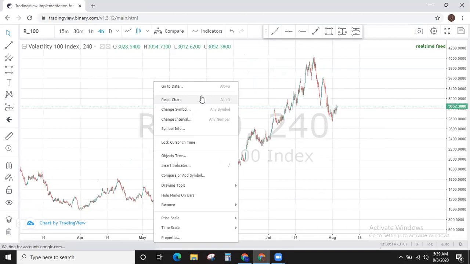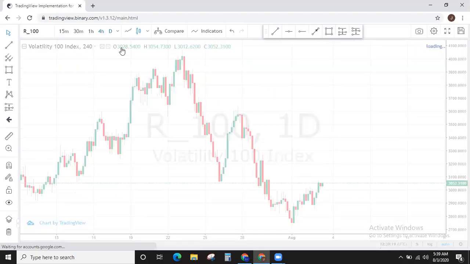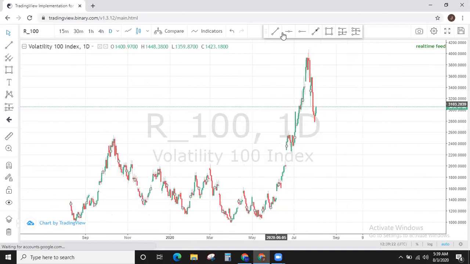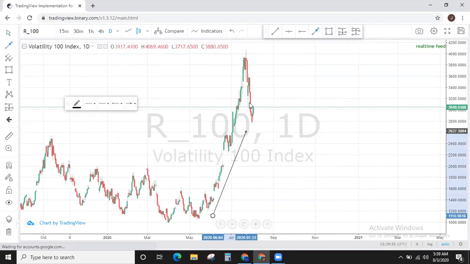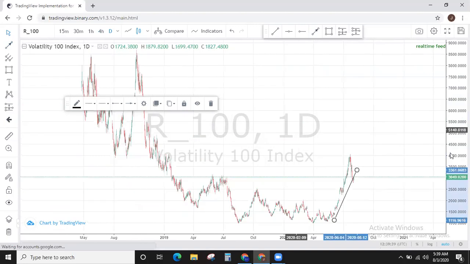This is Volatility 100. If you want to do a top-down analysis, you start from the daily time frame, from the higher time frame. Price was in an uptrend, but it got to a level, and price broke and started coming down.